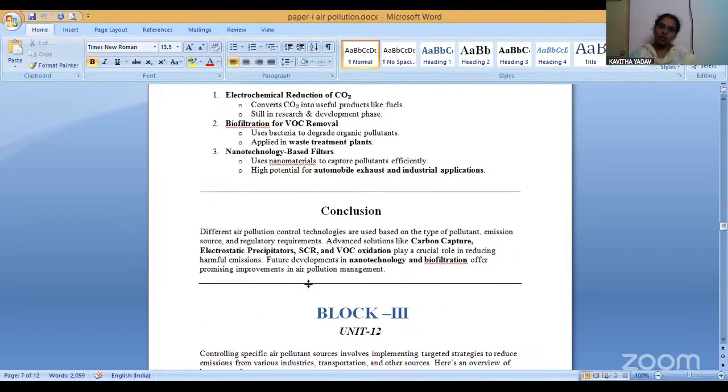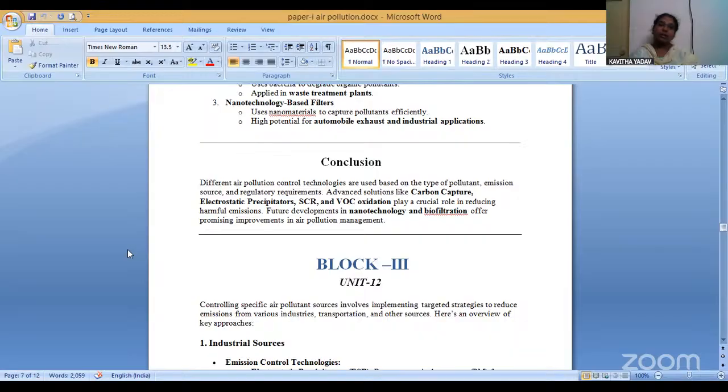Then coming to the conclusion of this chapter topic, different air pollution control technologies are used based on the type of pollutants, emission source, and regulatory requirements. Advanced solutions like carbon capture, electrostatic precipitators, ESP, selective catalytic reduction, and volatile organic oxidation play a crucial role in reducing harmful emissions. Future developments in nanotechnology and biofiltration offer promising improvements in air pollution management.